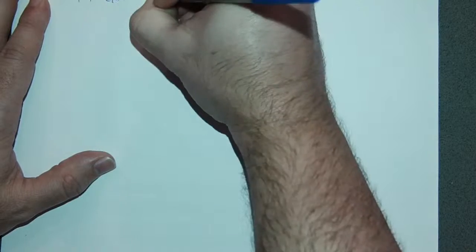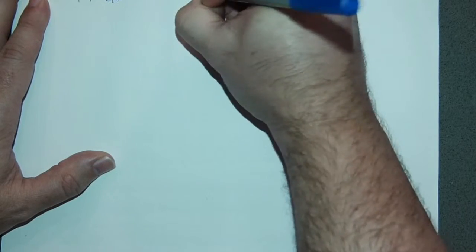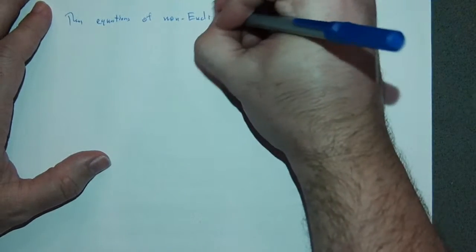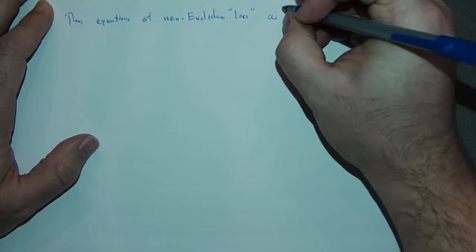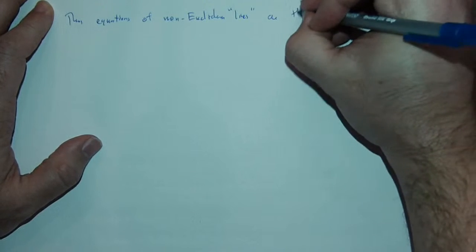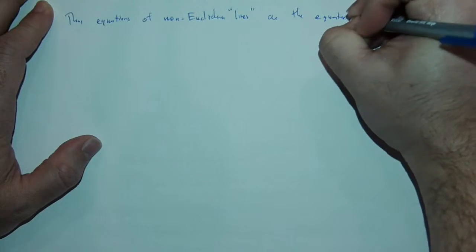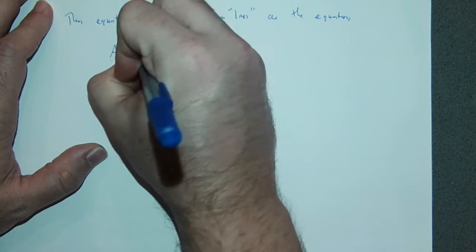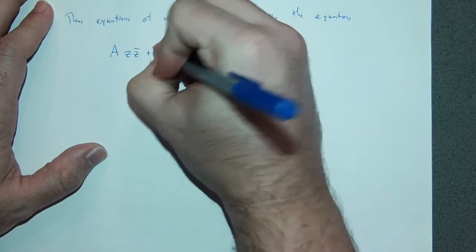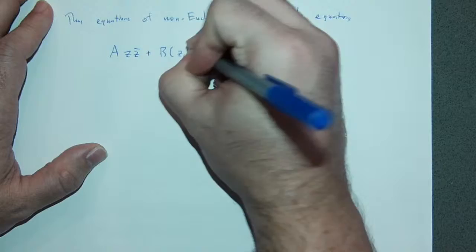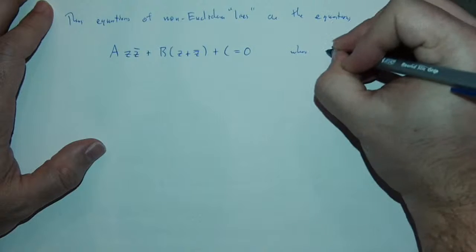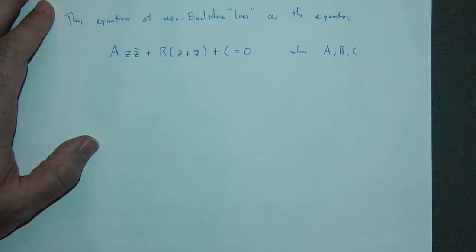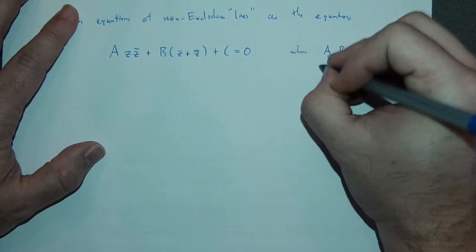equations of non-Euclidean lines, I'll still put them in quotation marks, are the equations of the form A z bar plus B z plus z bar plus C is equal to 0, where A, B, and C, which are real numbers, are not all 0.